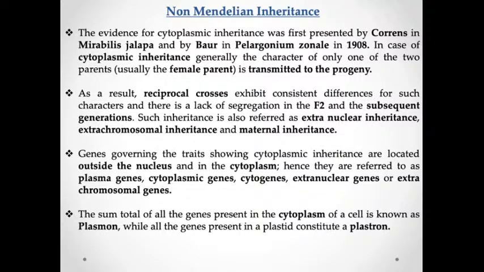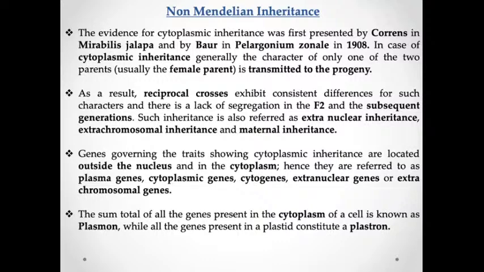So in the non-Mendelian inheritance, there is also evidence. The first evidence of cytoplasmic inheritance was given by Correns in the Mirabilis jalapa plant and by Bauer in the Pelargonium zonale in 1908. In the case of cytoplasmic inheritance, generally the character of one of the two parents, usually the female parent, is transmitted to the progeny. That's the main thing that is happening in this case.